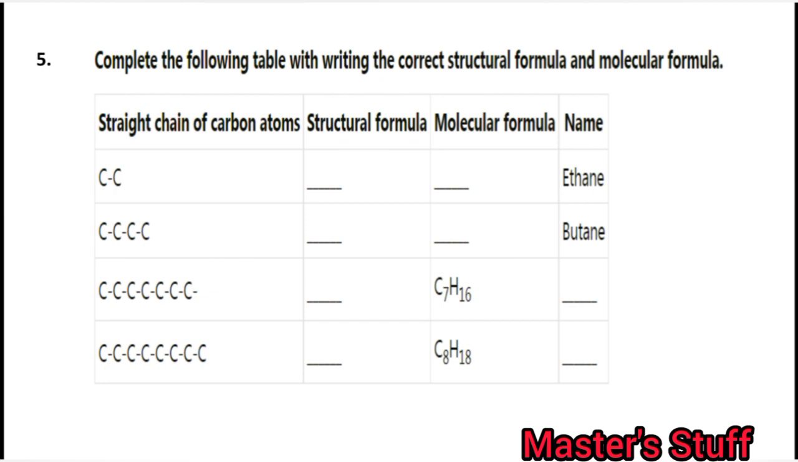Next, complete the following table by writing the correct structural formula and molecular formula. Straight chains of carbon atoms are given here: 2 carbons, 4 carbons, 7 carbons and 8 carbons. We can draw the structural formula and molecular formula. Names of 2 alkanes are given, ethane and butane.